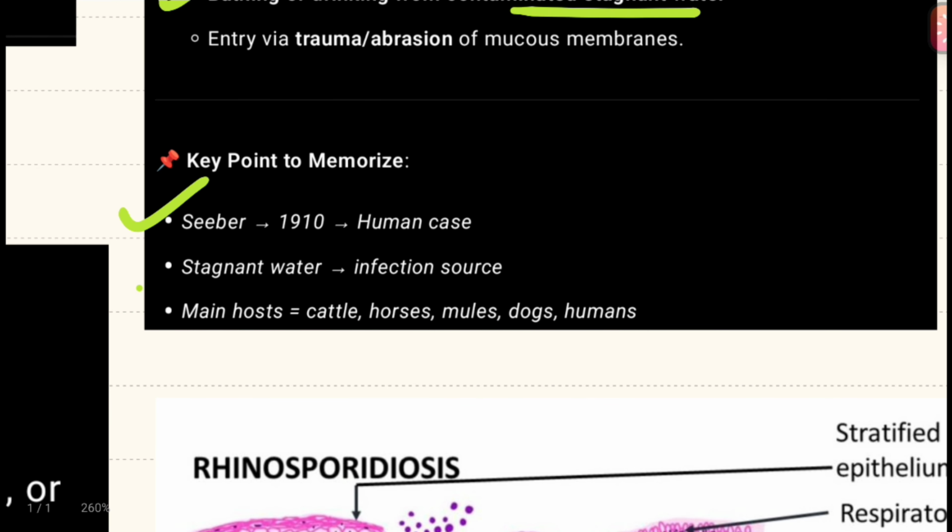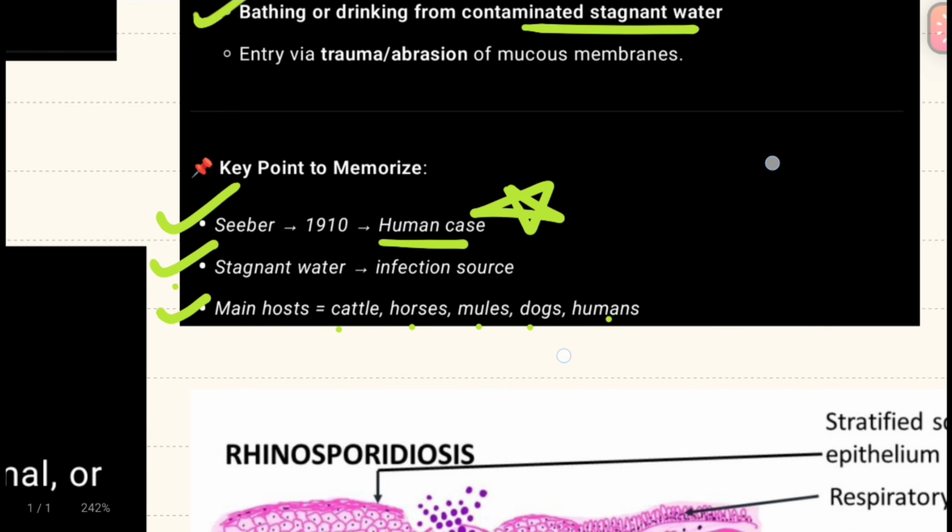So these are the key points with respect to the history and habitat. This organism was discovered by Seeber in 1910. It was discovered in a human case, and the source of infection is usually stagnant water, and the main hosts are cattle, horses, mules, dogs, and also humans.